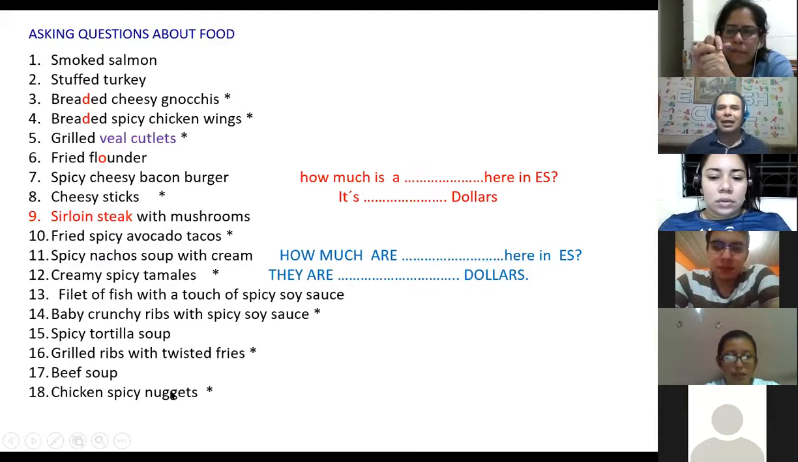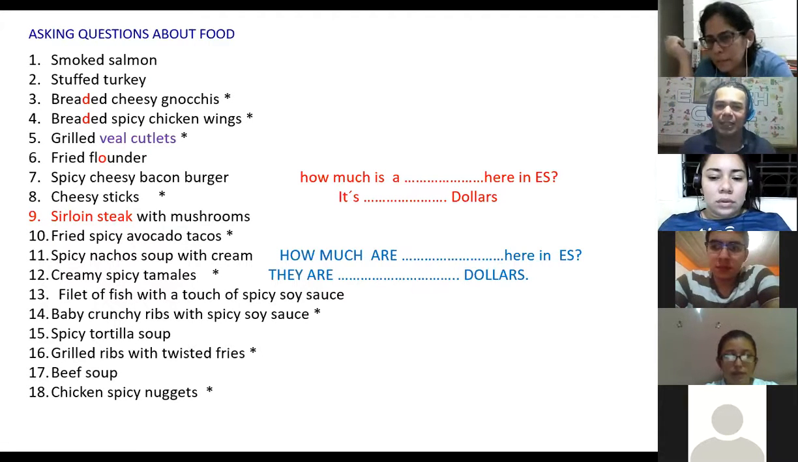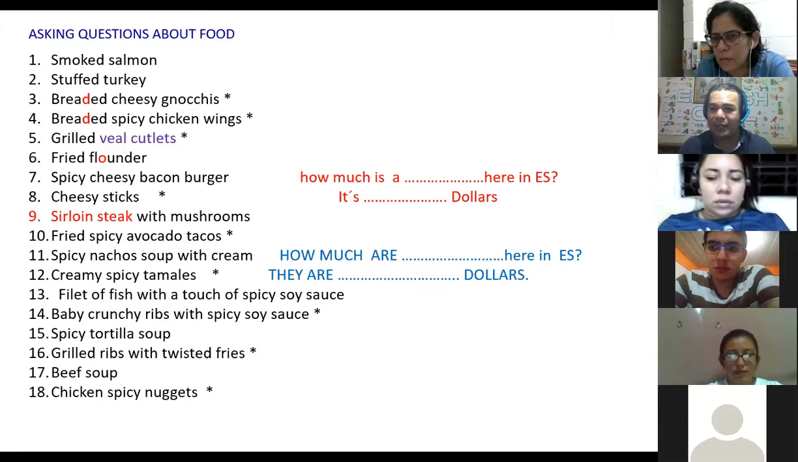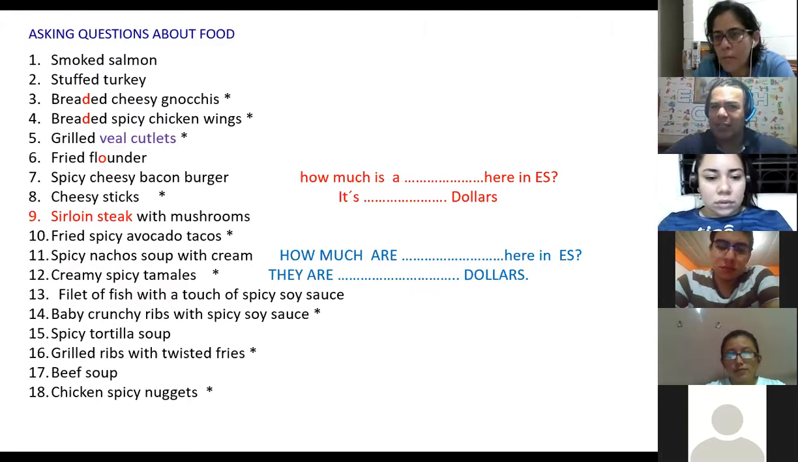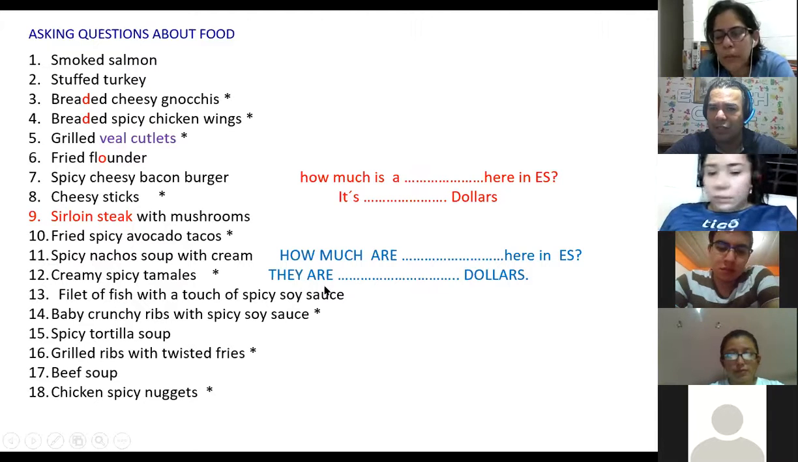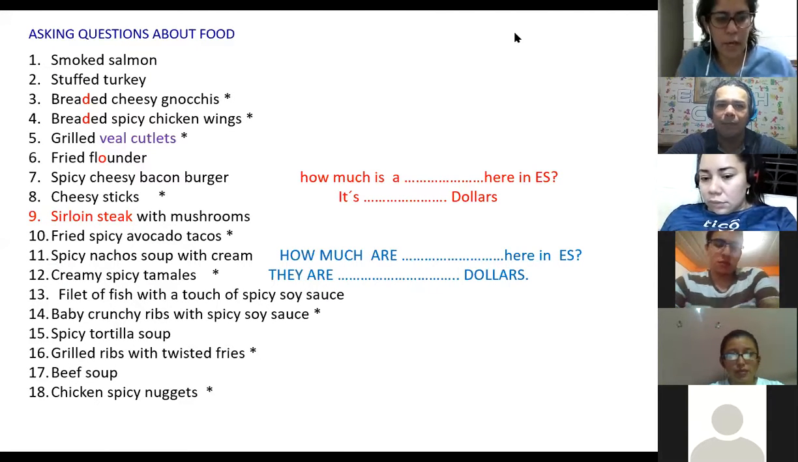Perfect. All right, guys. That's the meaning, that's the definition, that's the pronunciation. Okay, what we're going to do right now, we're going to go to the rooms and we're going to practice. I'm going to put you into the rooms. So I guess you have the picture. Ya tienen la foto, right? You have the picture? Yes. Perfect.